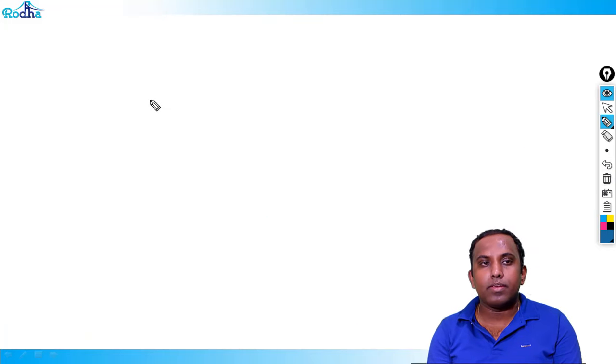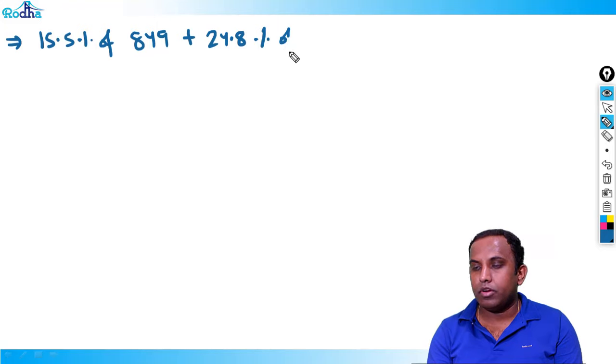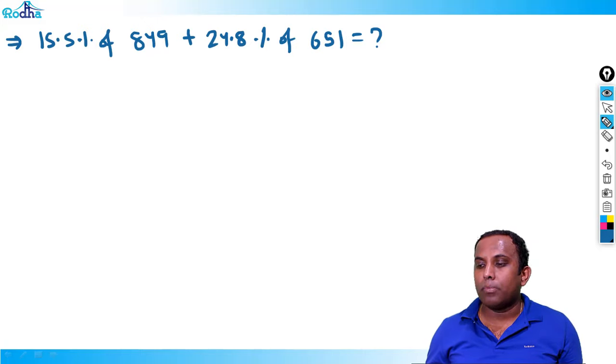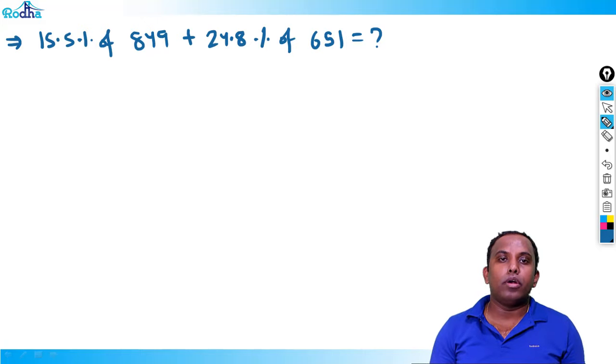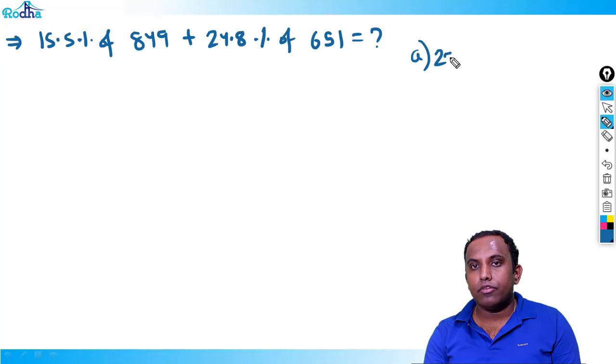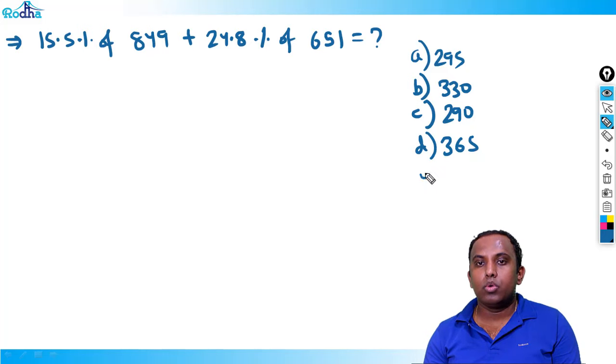I'll take one previous year IBPS PO exam question. In approximation, 15.5% of 849 plus 24.8% of 651. Now see, this kind of question depends on the options. It depends on the options, a very important thing here. Suppose the options are 295, then 330, then 290, then 365, and then 210.